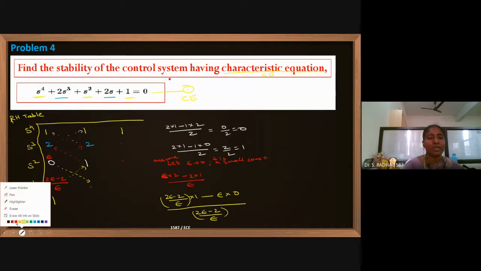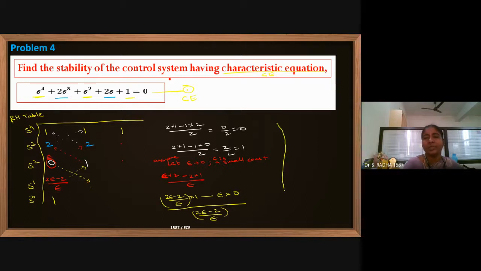We are assuming this 0 as epsilon. We have come to the end of the table. Now, after reaching the end of the table, you replace wherever epsilon is there back to 0.